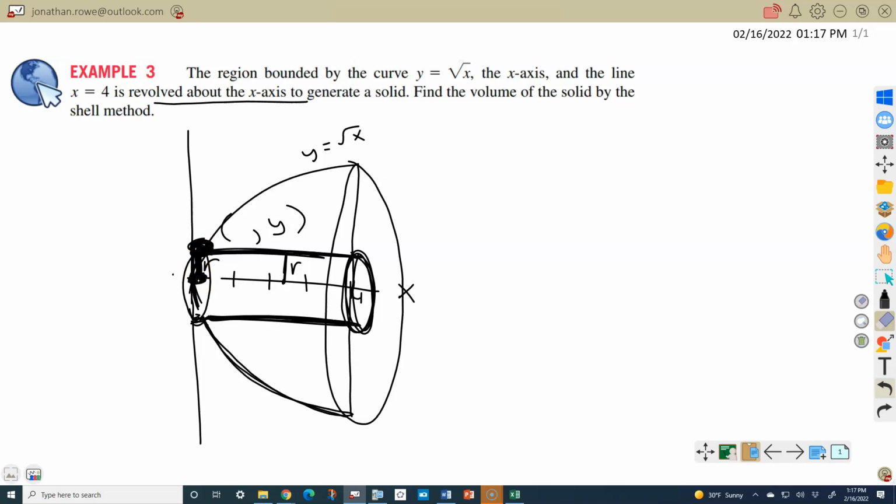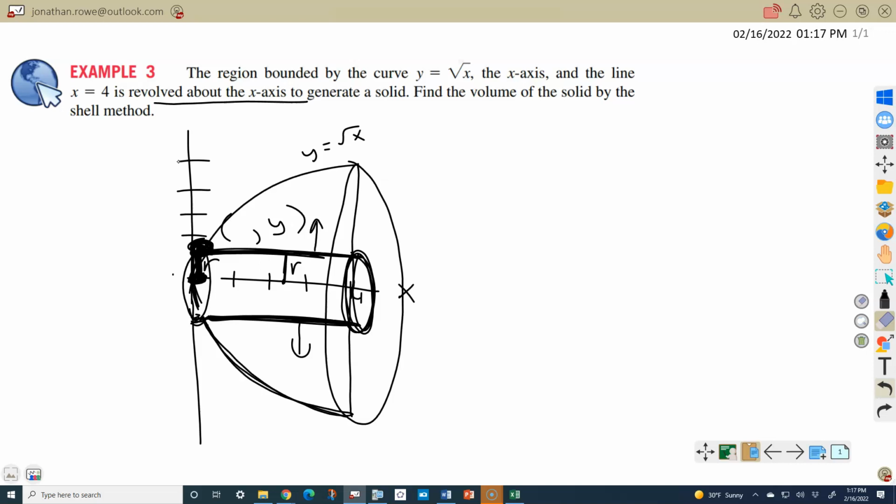I'm going to be integrating this way, by the way. So these cylinders are growing this way. So I'm going to actually be integrating over the y-axis. So I want things in terms of y in this problem because of that. So if I'm revolving around the x-axis, I'm going to have things in terms of y. If I'm revolving around the y-axis, I'm going to have things in terms of x as far as the cylindrical shell method is concerned.